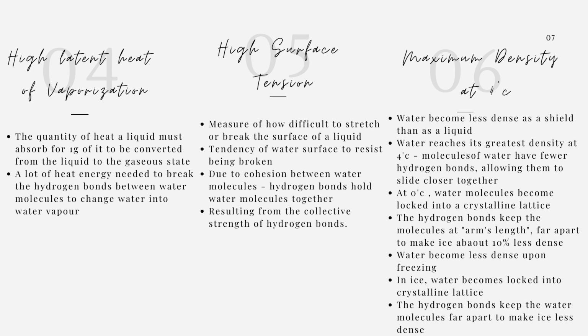At 0°C, water molecules become locked into a crystalline lattice, each water molecule hydrogen bonded to 4 other water molecules. So hydrogen bonds keep the molecules at an arm's length far apart to make the ice about 10% less dense, which is 10% fewer molecules in the same volume than liquid water at 4°C. Water becomes less dense upon freezing, and in ice, water becomes locked in a crystalline lattice. The hydrogen bonds keep the water molecules far apart to make ice less dense.